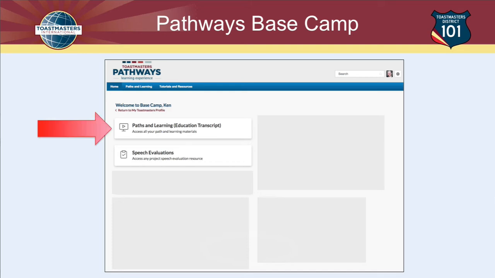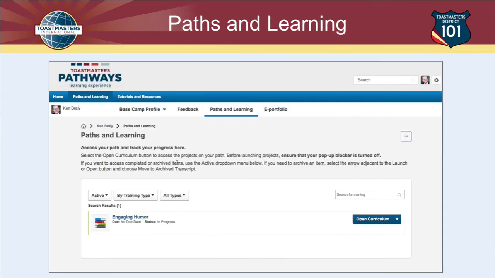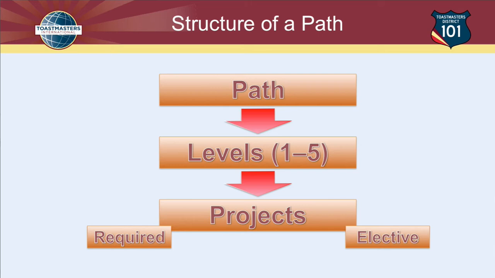So Paths and Learning is how you get in to look at the projects you have to work on and the different levels of the path that you're involved in. So click on that big button, and this is what you'll see. This is your curriculum. It shows over on the left the name of the path that you're working on. In my case here, it's Engaging Humor. And to see what's involved, to see the projects, you need to click on the button over on the right, which says Open Curriculum.